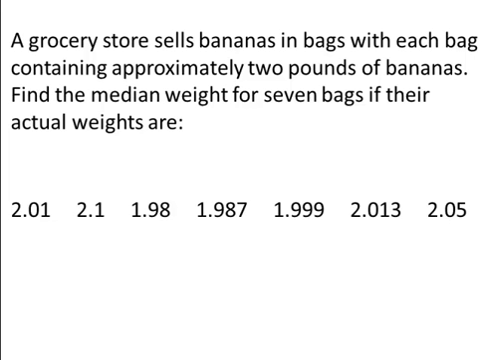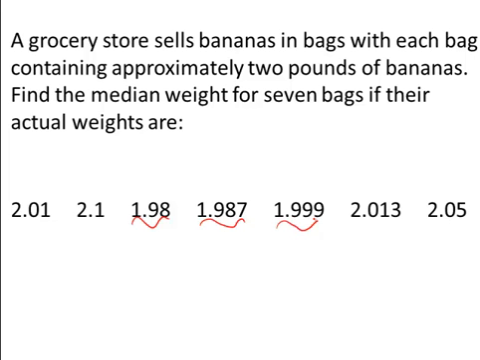A grocery store sells bananas in bags, with each bag containing approximately 2 pounds of bananas. Find the median weight for the 7 bags if their actual weights are listed here. We need to compare these 7 numbers and put them in order from least to greatest. By comparing the ones place, we see that 3 of the numbers have a 1 in their ones place. These are the smallest 3.